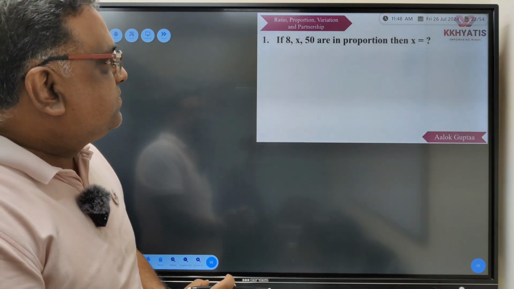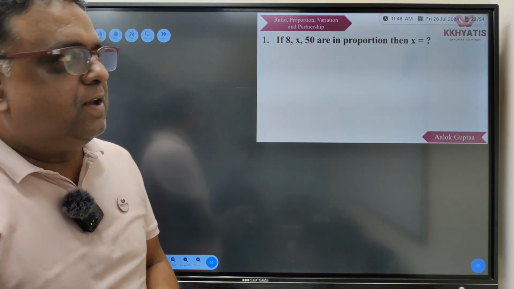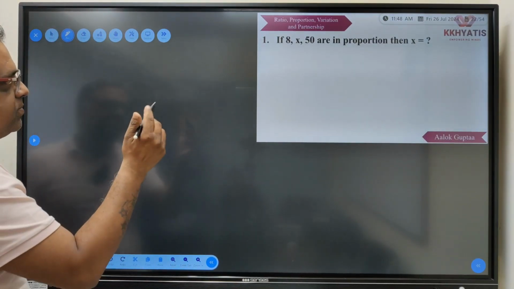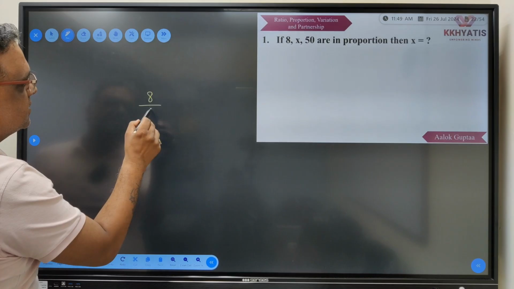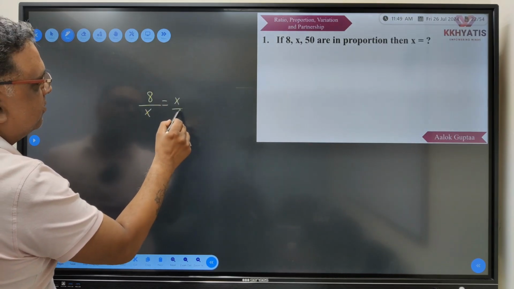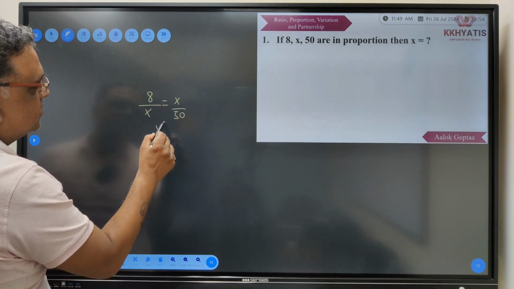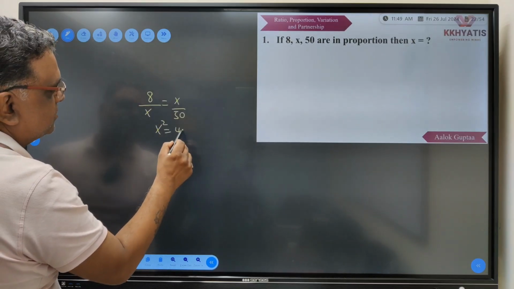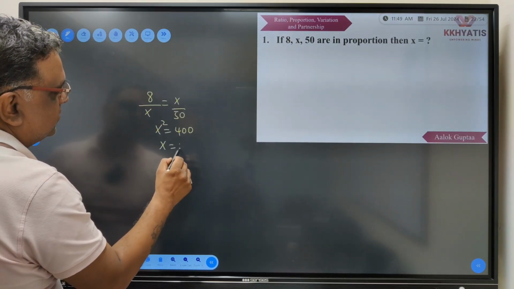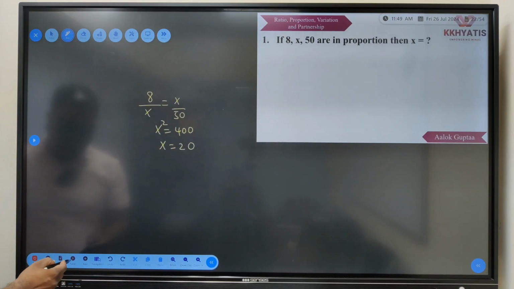If 8, x, 50 are in proportion, then what is the value of x? If they are in proportion, 8 upon x should be equal to x upon 50, which means x square should be equal to 50 into 8, which is 400, which means x is 20. So it's a no-brainer actually. This is a very simple sum.